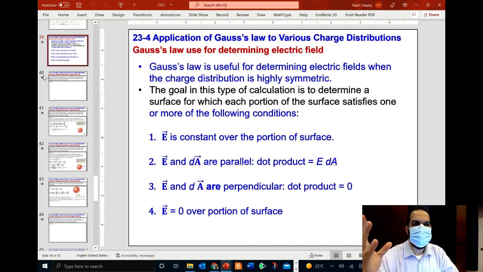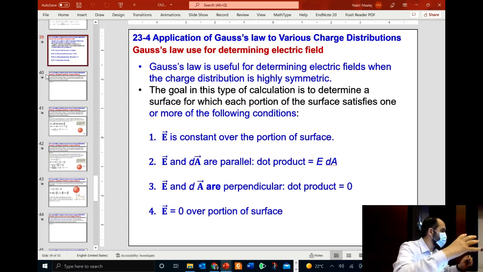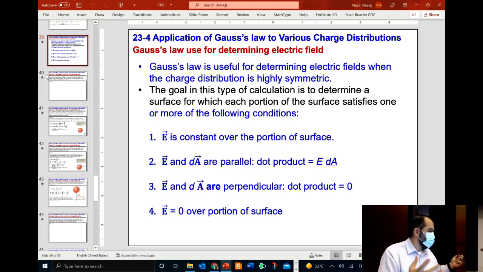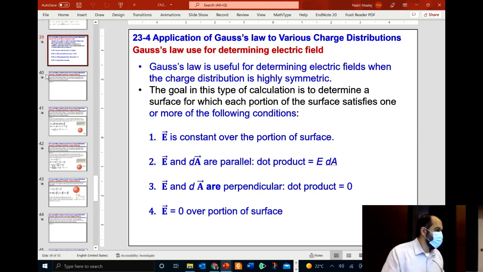And usually when you have a symmetric charge distribution, either a spherical symmetry, like a point charge, a sphere, or a shell, you can easily define Gaussian surfaces and be able to determine the electric field. As we have seen, we did it for a full sphere with uniform charge distribution, for a conducting sphere that has all the charges on the surface of the sphere, and for a point charge.